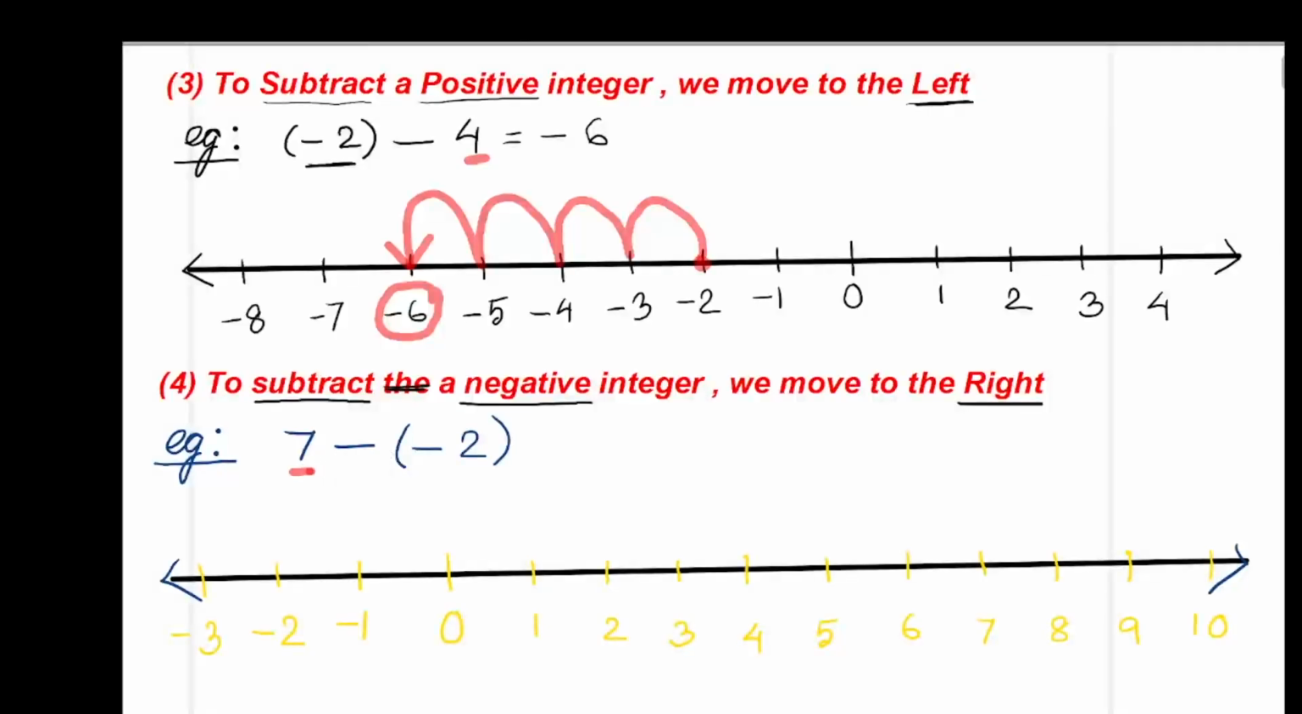Okay, so now where is your position? Your position is at 7. So this is your position. Now where to go? Towards right. How many steps? 2 steps. 1, 2. Your position is at 9. So our answer is +9. Okay, so you have to remember these 4 main points, then you can easily do the calculation. Okay, come to the next.